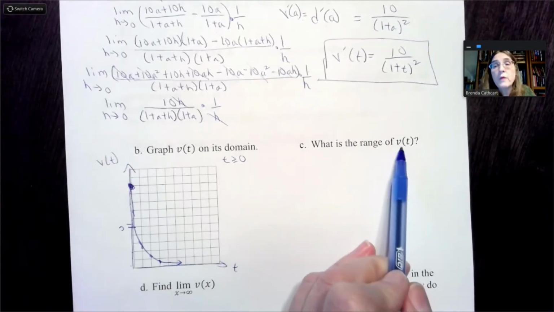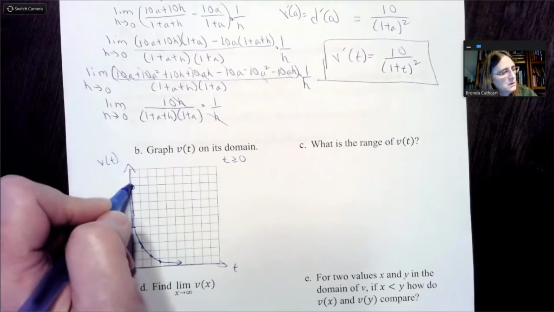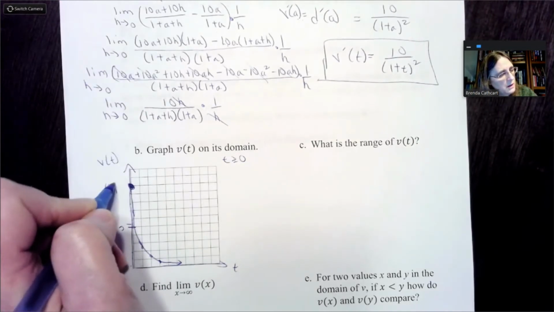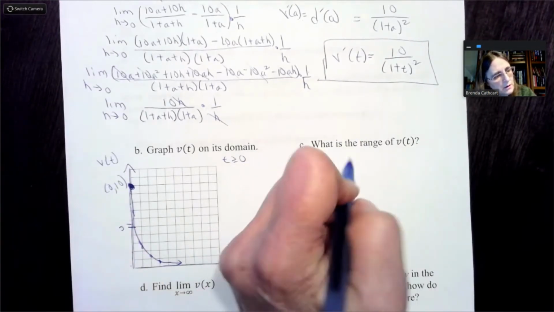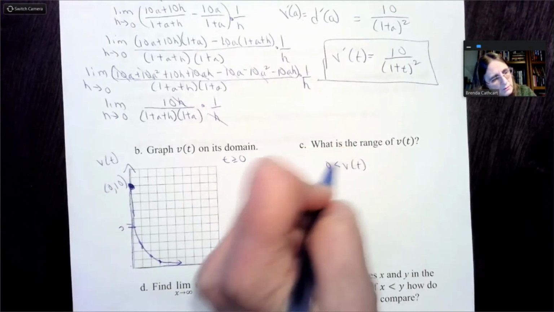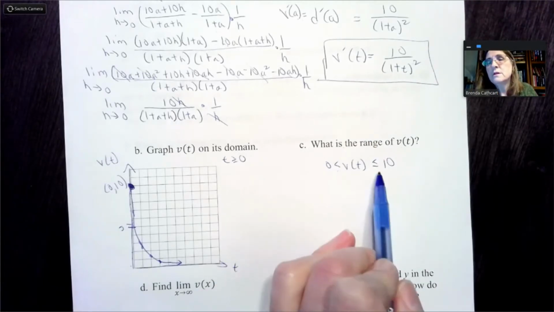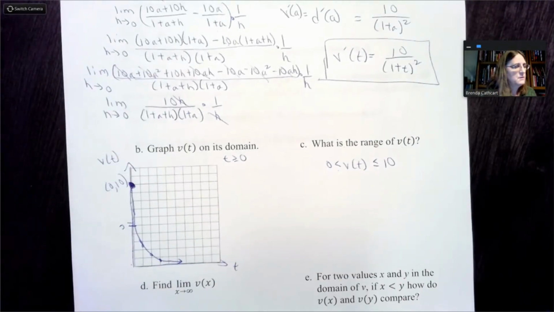So what's our range then of v of t? Well, notice all of our velocities are above the horizontal axis, the t-axis, and end right here at the intercept (0, 10). So my velocity is between 0 and 10. It's greater than 0, but less than or equal to 10.